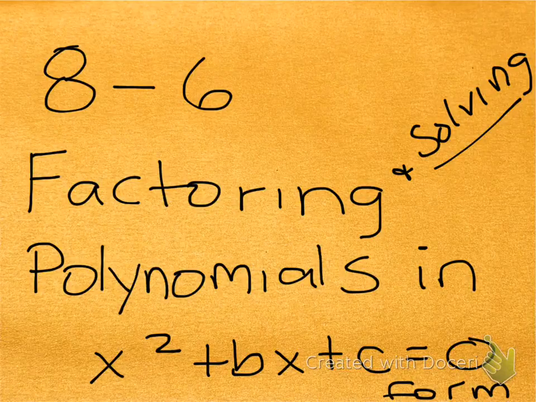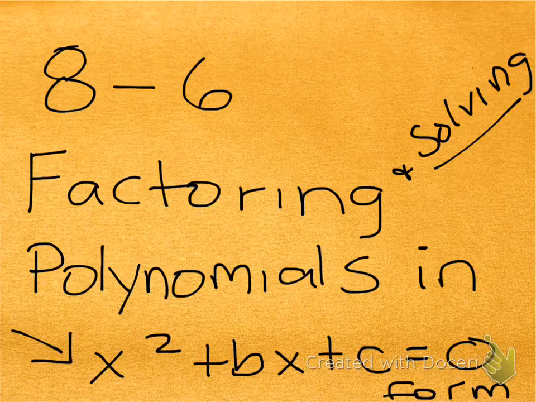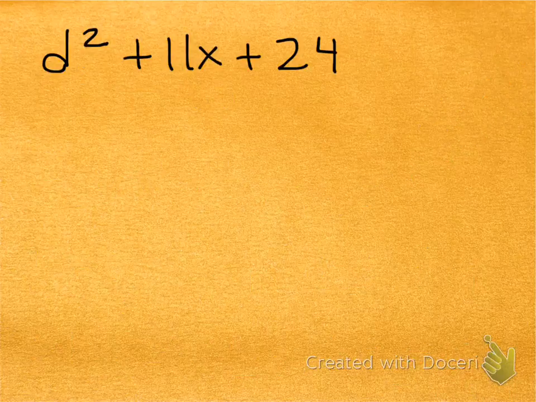Today we're looking at Lesson 8.6, which is, generally speaking, factoring and solving polynomials in the form x squared plus bx plus c, where b is a number and c is a number. So we have x squared plus 11x plus 24.